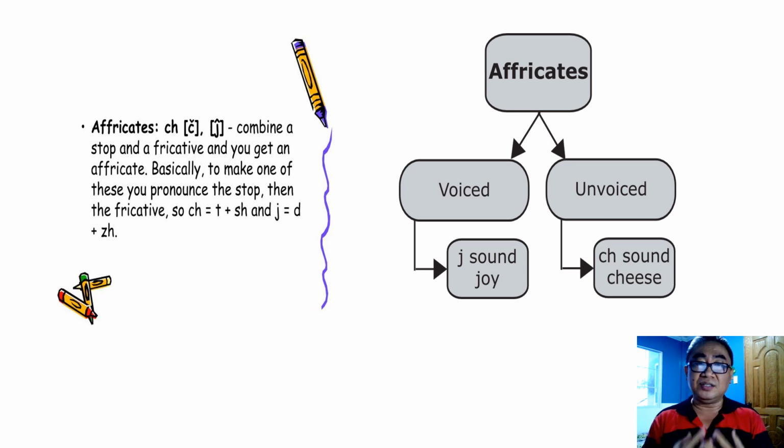And affricate consonants start at stop sounds with air building up behind an articulator, which then releases through a narrow channel as a fricative instead of a clean burst as stops do.